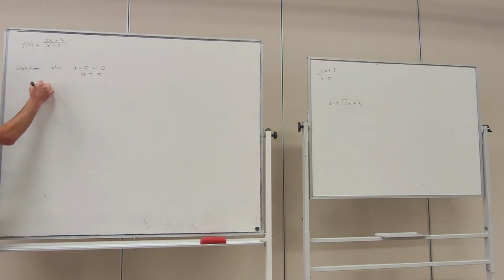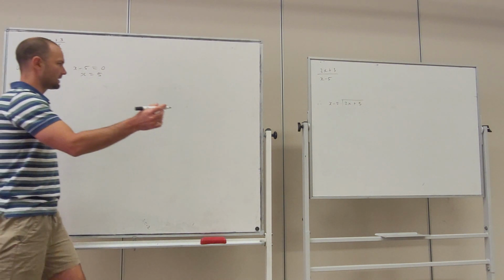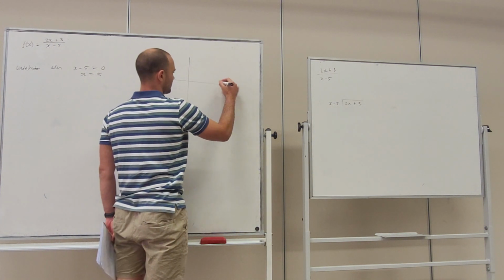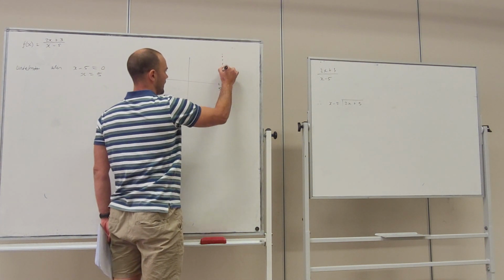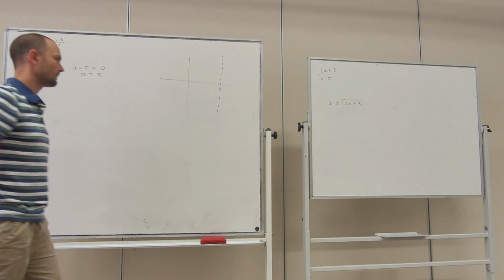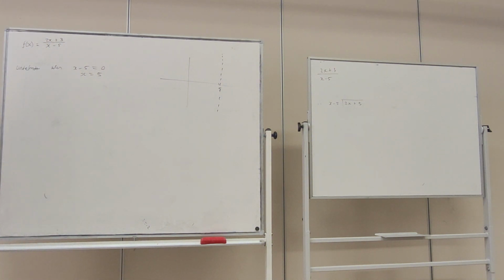X equals 5 is a vertical line, which would be drawn at the x value of 5. Here's 5, we've got an asymptote there. Every x value on this line is 5. Very good. So that's the first, the vertical asymptote, but we need to discuss the horizontal asymptote.